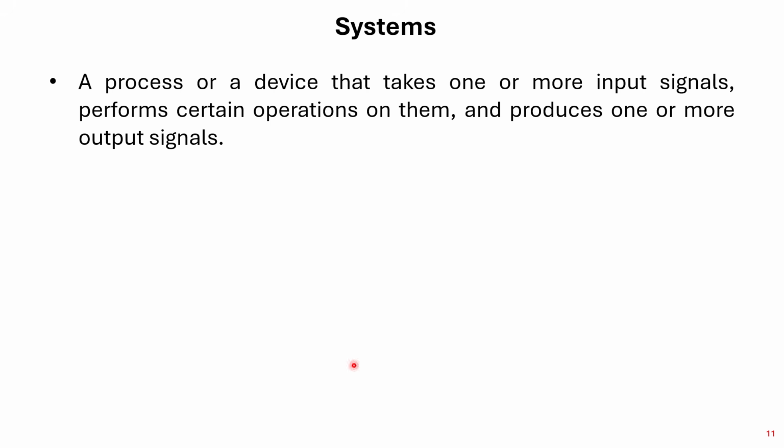Okay, so we are moving ahead to talk about the system. So that's all about the signals. A system is a process or a device that takes one or more input signals, performs certain operations on them, and produces one or more output signals, right? For example, suppose T is the transfer function, x(t) is the input and y(t) is the output. So y(n) we can write as T of x(n). This is for discrete and this is for analog, that is continuous, right?